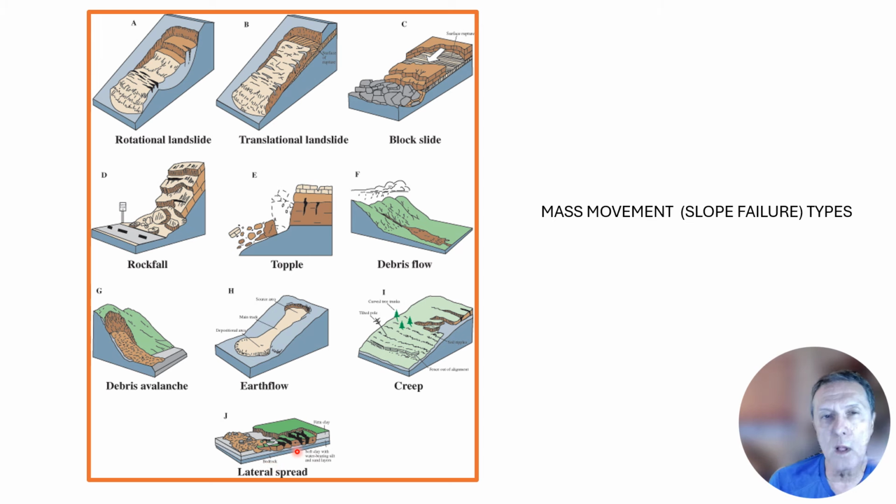Lateral spread is not real common where I am in Southern California. You have to have a very saturated clay-rich layer, or a liquefaction situation, and a free face. The earthquake shaking comes along, shakes things up, and material tends to move along a pre-existing plane. This can occur in glacial sediments, in wet or heavy rainfall areas, for example.